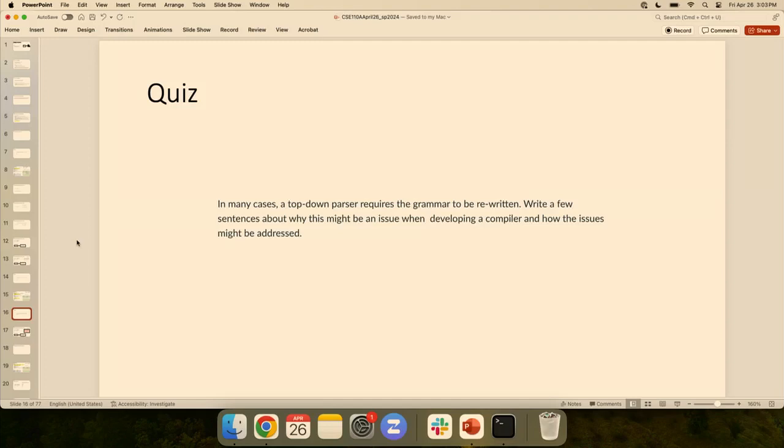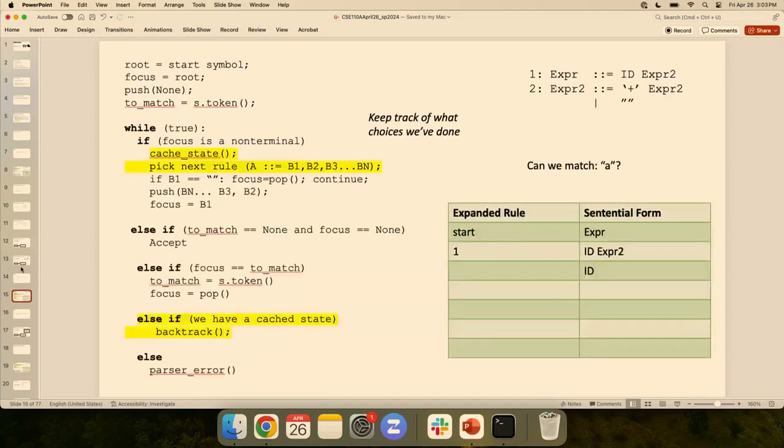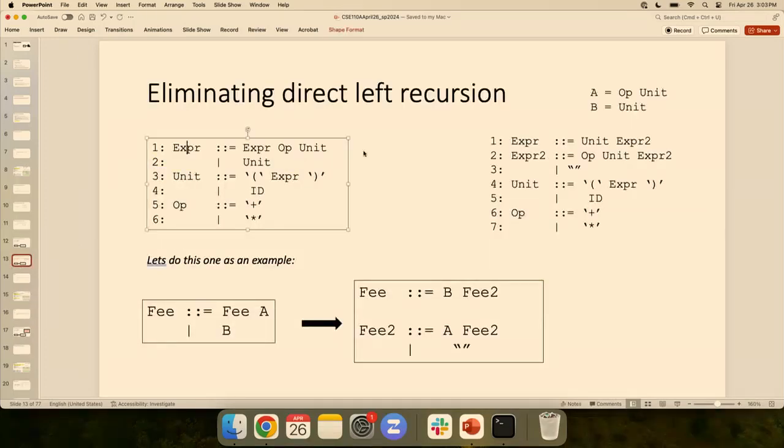When you think about a grammar, is it easier for you to read something like this, or is it easier to read something like this? Who thinks which one's easier? What do you think, Max? The left recursive one makes a lot more sense than that. Yeah. I kind of like this one. What do people think? Why does this one make sense?